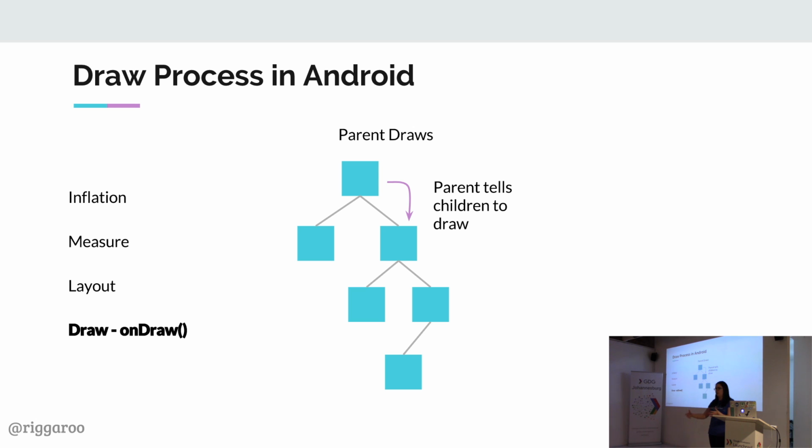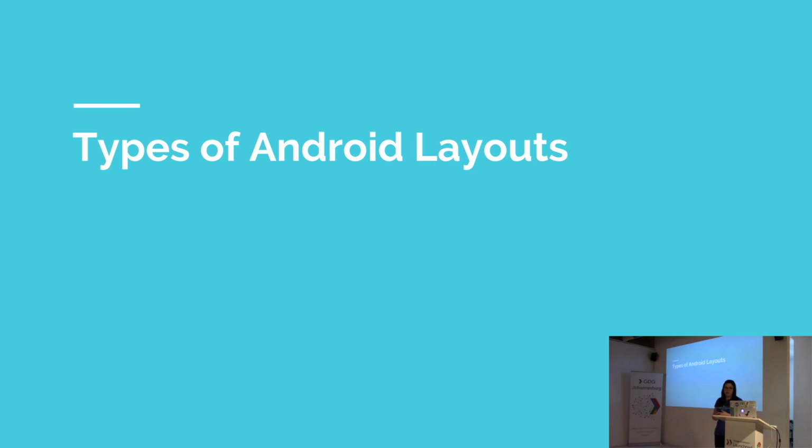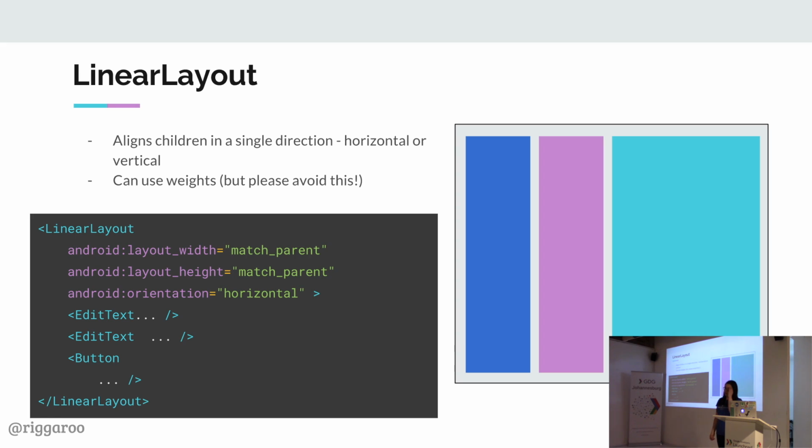And then it goes and tells each single child where exactly to draw and how to draw it. Okay. So if you've done any kind of Android development, you might have run into these layouts. I'll run through them a bit quickly, but you've probably used a linear layout if you've done any Android development. And this basically aligns elements in a single direction. In this case, you can do either horizontal or vertical, and everything is positioned one after the other.